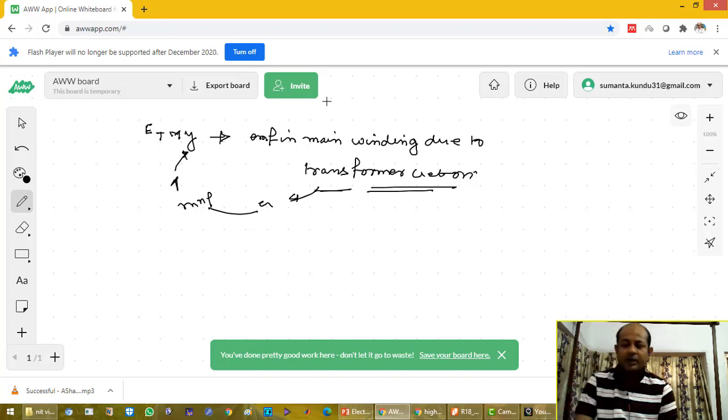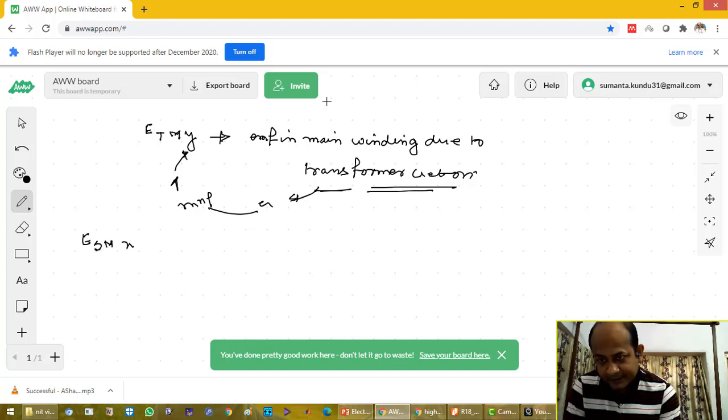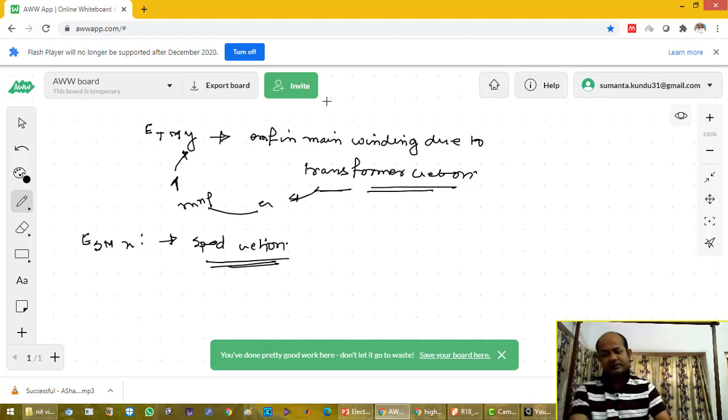Now what does ESMX stand for? ESMX is the EMF produced due to speed action on the main field flux. Whatever current, EMF and flux are produced from it will act on the x axis, that is the cross flux axis.